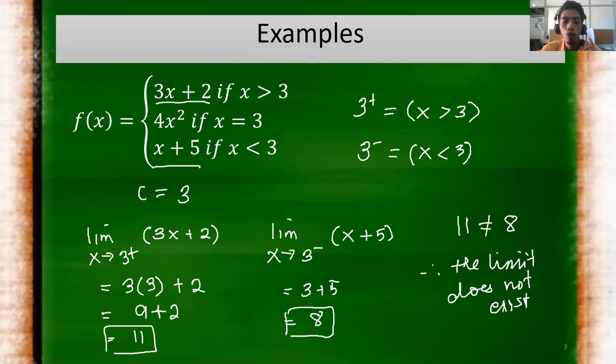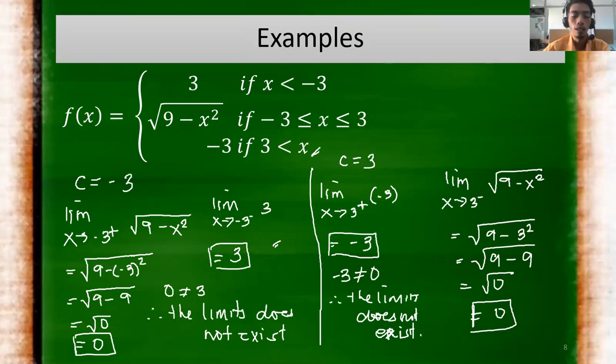Doon sa example number 2 naman, ang nakuha natin ng right hand ay 11 at ang left hand ay 8. And they are not equal also. So therefore, the limit does not exist. So in example number 3, we have two values of C. So kinuha natin yung value of C ng una at saka value of C ng pangalawa. So ano ba yung mga value of C dyan? We have negative 3 and positive 3.